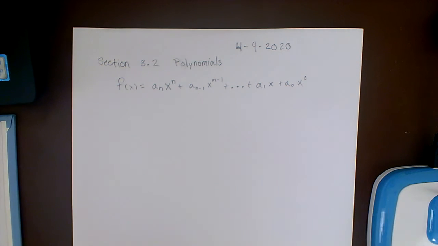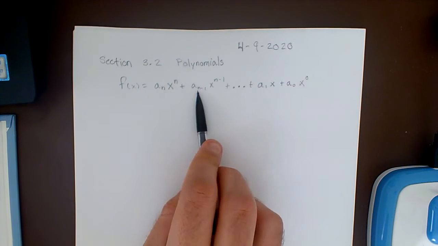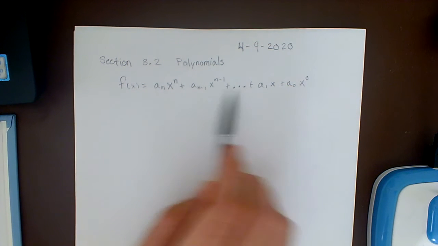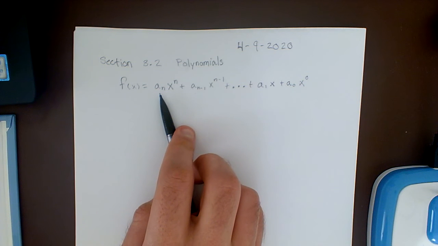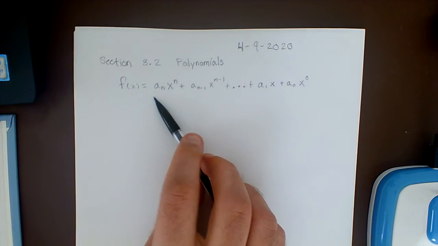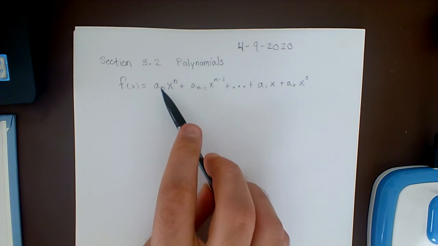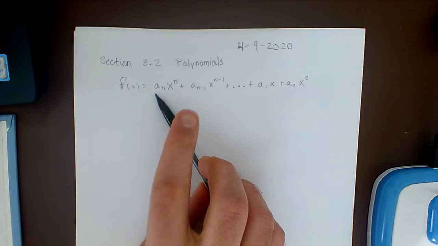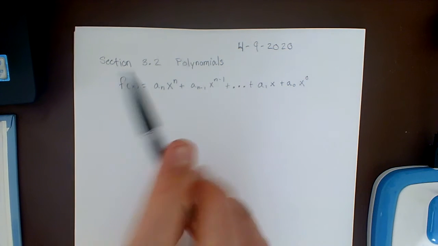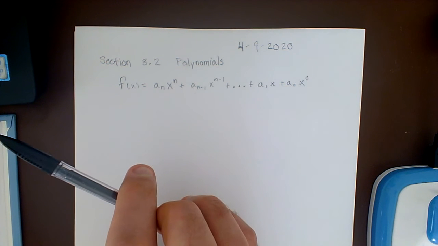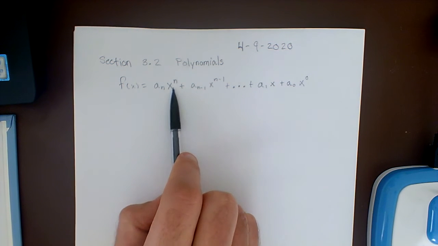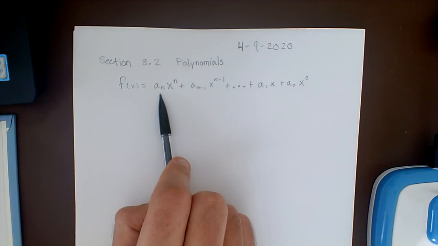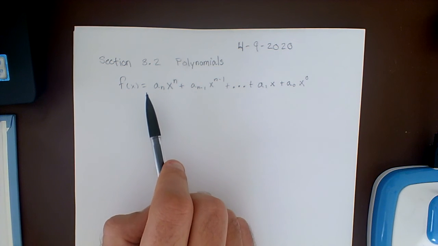Okay, so these are all called the coefficients, right? So this is like the a-n coefficient. And we call this one the leading term. A-n x to the n is the leading term if a-n is not 0. A-n is called the leading coefficient.